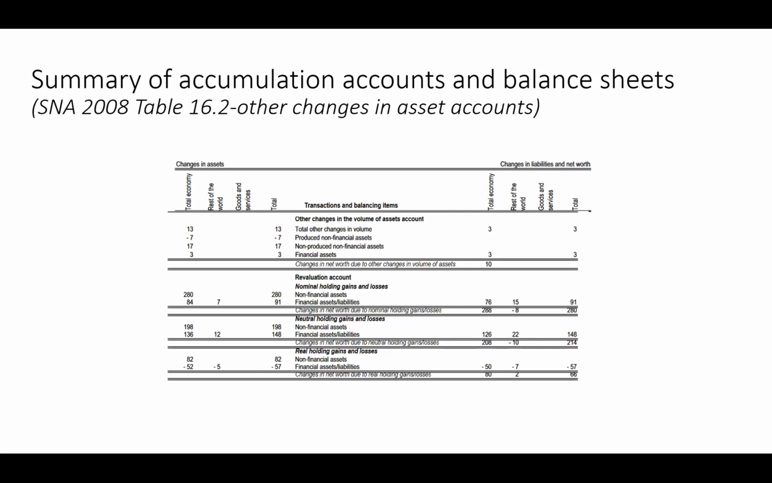And this is the summary of accumulation accounts and balance sheets, and then particularly on other changes in assets accounts. See here the other changes in the volume of assets accounts, revaluation accounts, neutral holding gains and losses, and real holding gains and losses.